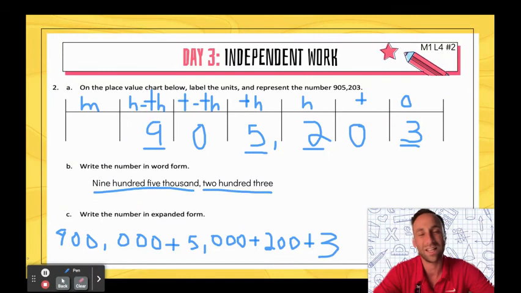So that was just a little work today, right? With numbers in their various forms. There's different ways to represent numbers, and you got a little review and another look at how to do that properly.